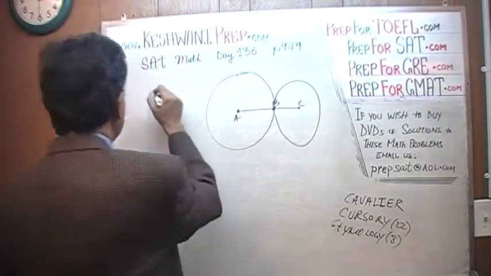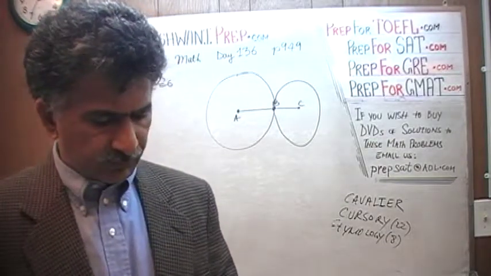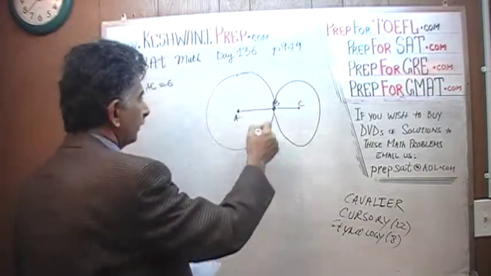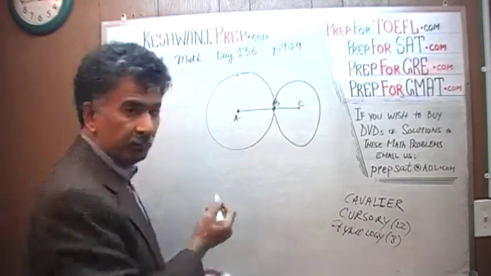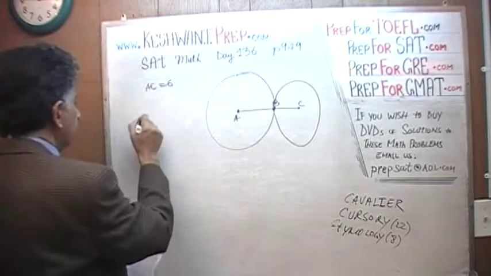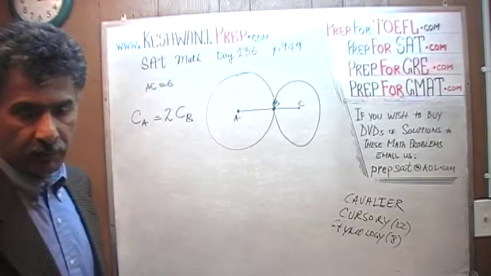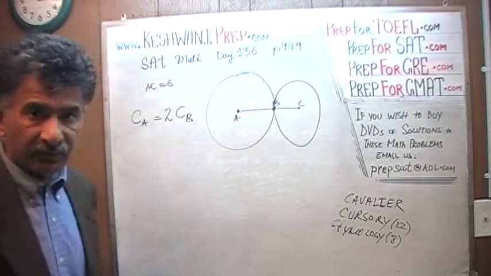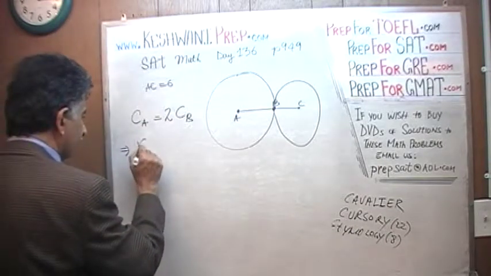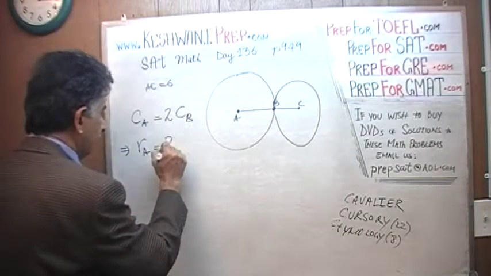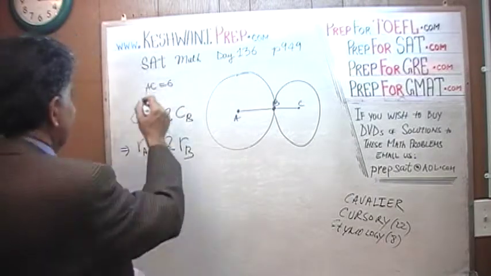We are also told that A to C is 6. Let's see, what else do we know? The circumference of the large circle with center A is twice the circumference of the circle with center C. Let's make a note here: circumference of circle A is 2 times the circumference of circle B. I'm just going to call them circle A and circle B. If the circumference of one circle is twice the other, that also implies that the radius of circle A must be 2 times the radius of circle B.